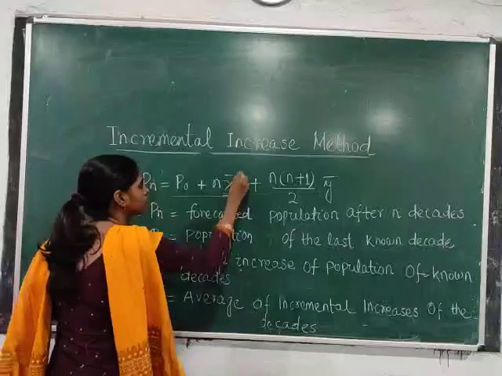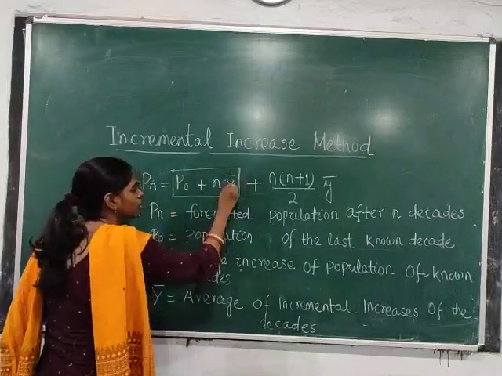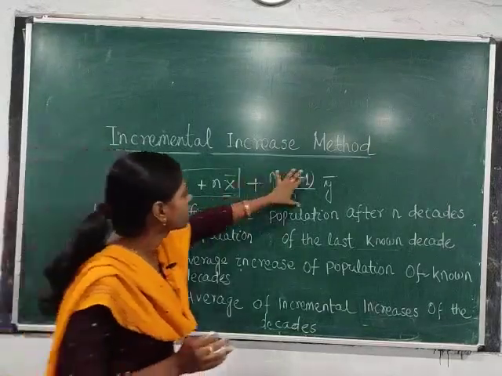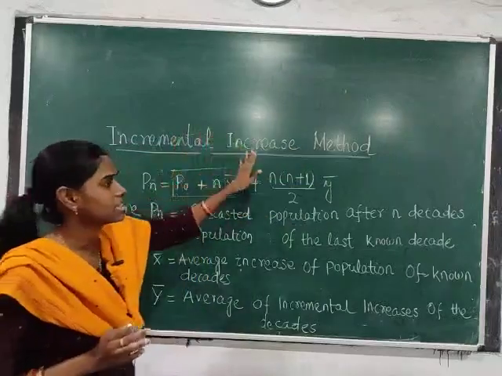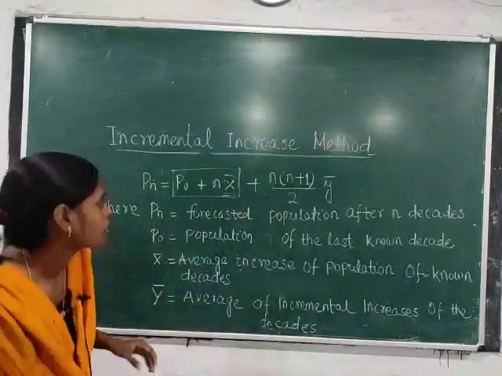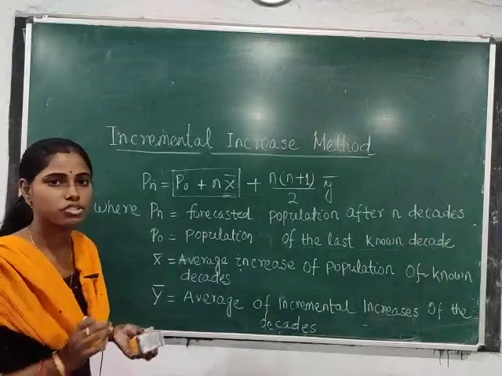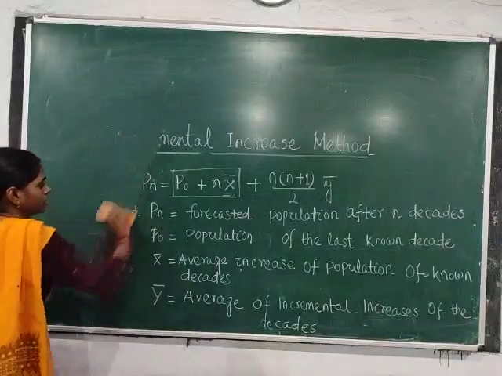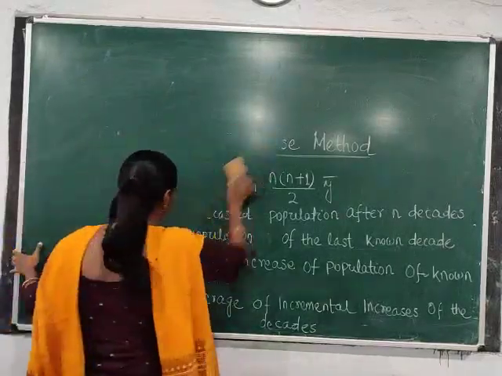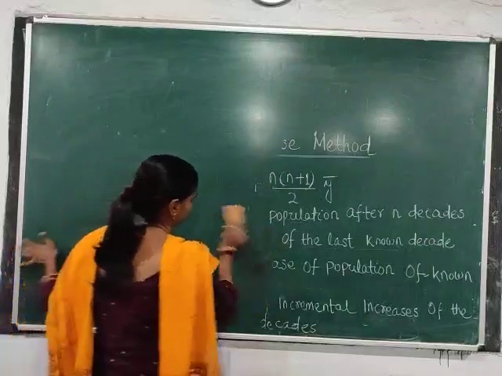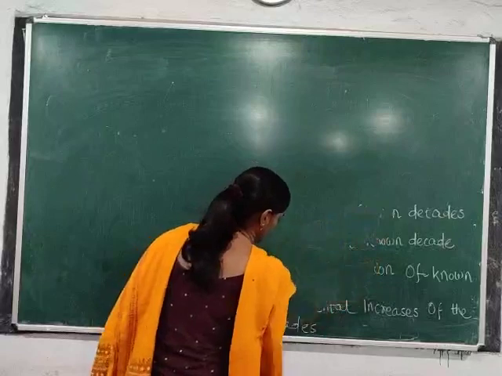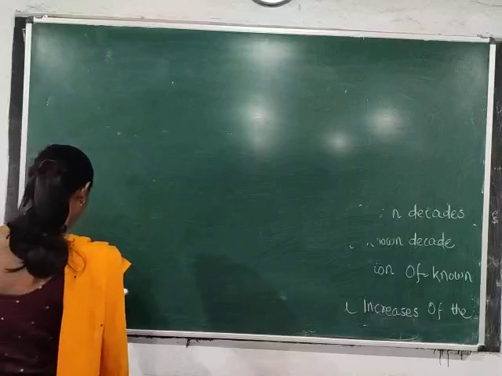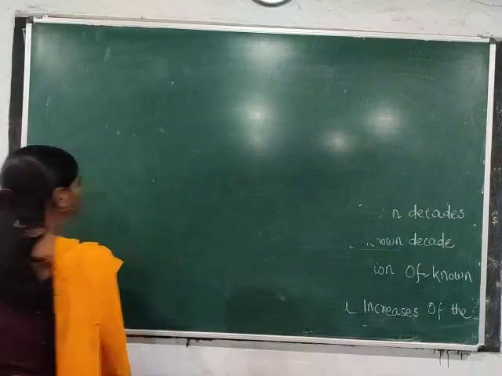Up to this we have already done in our calculation using the arithmetic increase method. So this one is the additional part for the incremental increase method. This method will be more clear when we solve one example using it. So let us solve one example. We will go for the same example that we have taken for the geometric increase method.